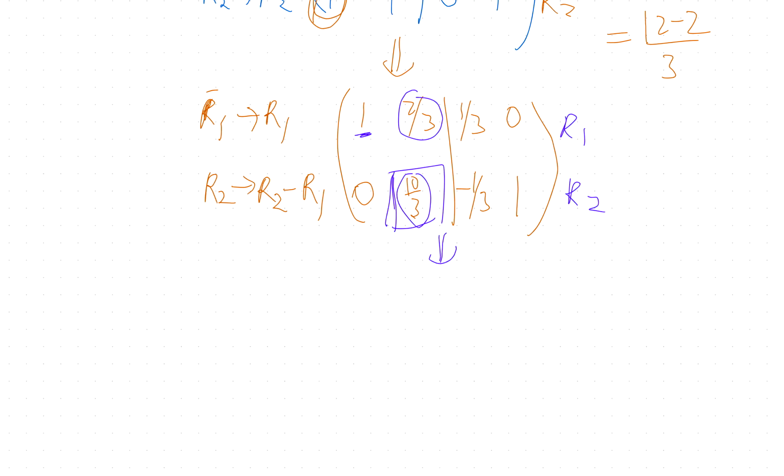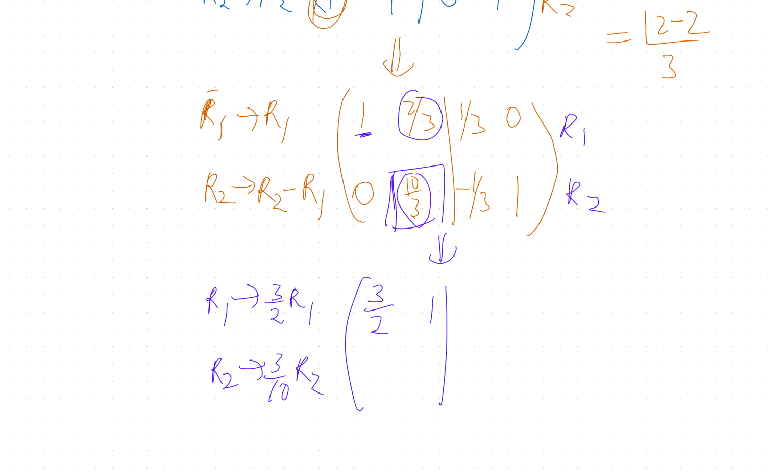Of course, it is going to affect this temporarily, but once this is 0, it is easy to get this one back to 1. So let's say now the new row 1 is going to be 3 over 2 of the old row 1. If you multiply 2 over 3 by 3 over 2, it becomes 1. So that's easy. And then the new row 2 is going to be 3 over 10 of the old row 2. So 3 over 2 times 1, that's 3 over 2. 3 over 2 times 2 over 3, that's 1, easy. Then 3 over 2 times 1 over 3, that is 1 over 2. And then 3 over 2 times 0, that's 0.